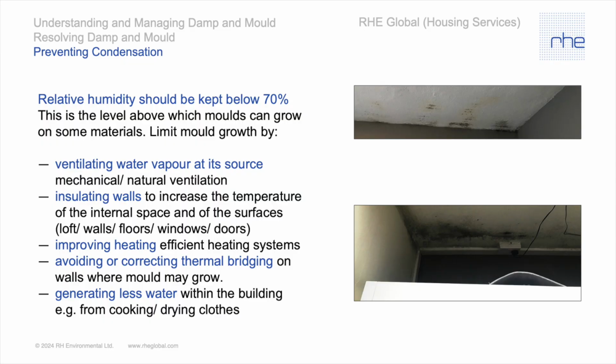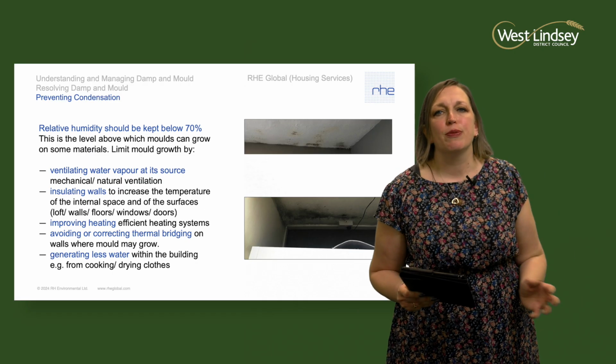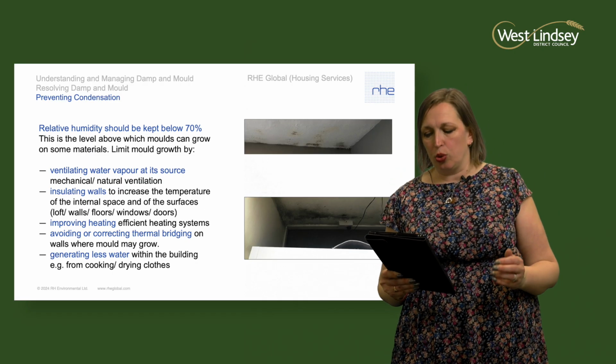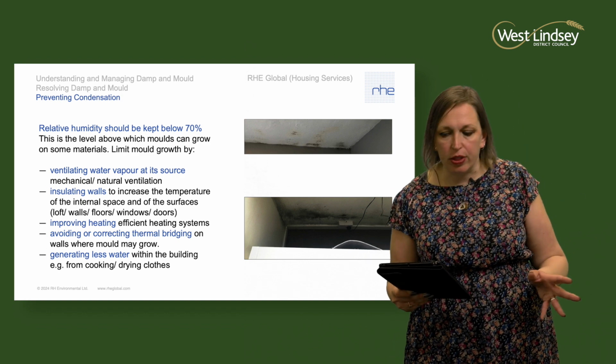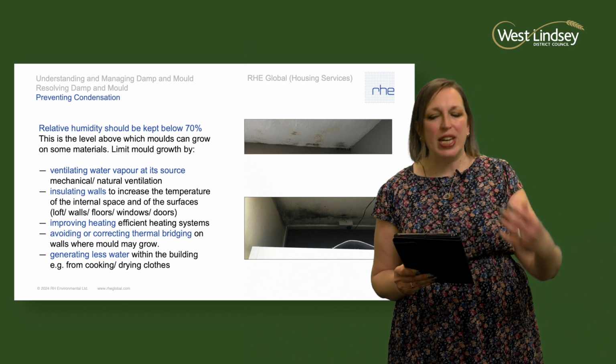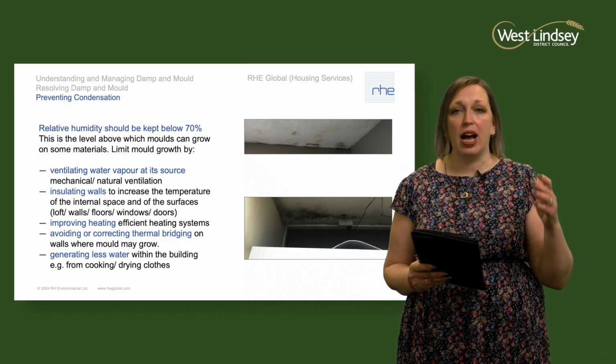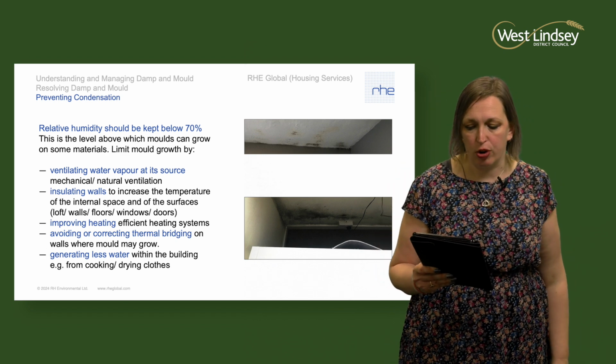So thinking more about prevention after inspection, what we're looking at trying to do is keep the relative humidity below 70%. And no surprises, we're thinking about ventilating, insulating and heating. So we need to ventilate water vapour at its source. So it's not just about natural ventilation. It's not just about opening the windows and having air bricks. We need mechanical extract ventilation as a minimum in our high humidity rooms.